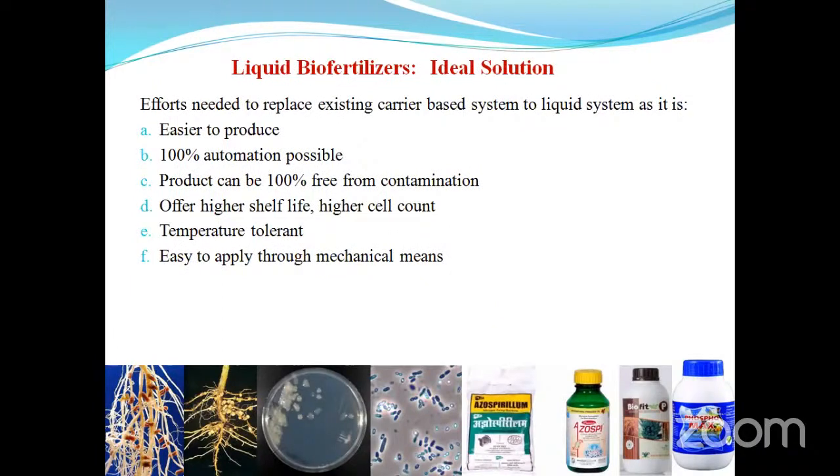So with this, we come to almost the end of the presentation. Efforts are needed to replace the existing carrier-based system with a liquid system, because liquid systems are easier to produce, and 100% automation is possible. And as I discussed, the product can be 100% contamination free. Monitoring will be easy, and higher shelf life can be ascertained. It will be temperature tolerant, and application of liquid biofertilizer through machineries and sprayers is much easier than carrier-based materials.